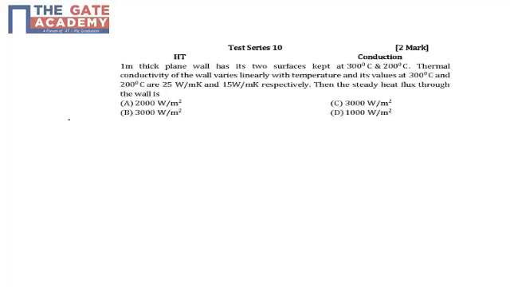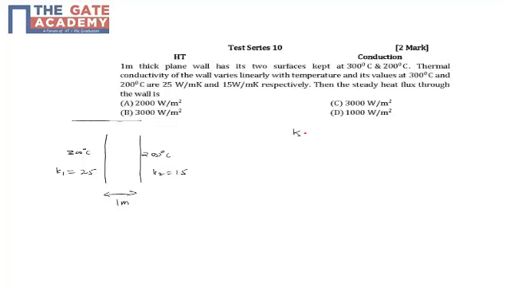Let's discuss a question from heat transfer. We have been given a plane wall whose thickness is 1 meter. At the left face the temperature is 300, at the right face it's 200 degrees Celsius. The value of the conductivity varies linearly, so the value at the left face is given as 25 and at the right face it is given as 15.